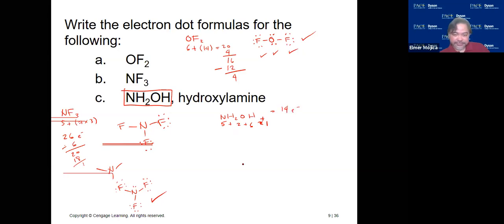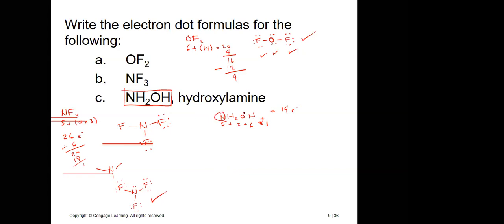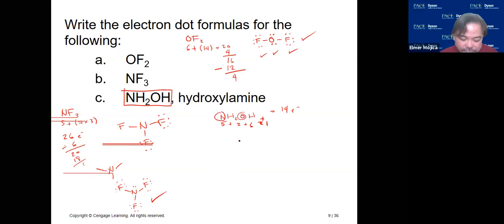So what could be the arrangement here, which could be the central atom? You can have more than one central atom here. It can be either what? Nitrogen and oxygen. So we could put it like this, and then we connect the hydrogen to it.